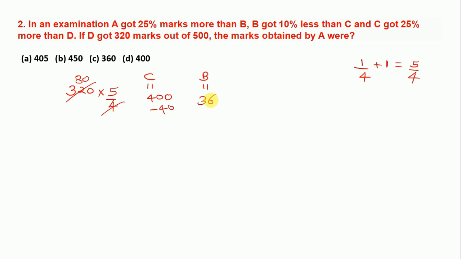Now marks obtained by A is 25% more than B. So marks obtained by A will be, and I have recently told you that 25% more marks simply represent 5 into 4. So we have to do 5 into 4. So 4 will be cancelled by 360 and it will be 90, and 90 into 5 is equal to 450. So marks obtained by A will be 450. That is, your option B is correct.